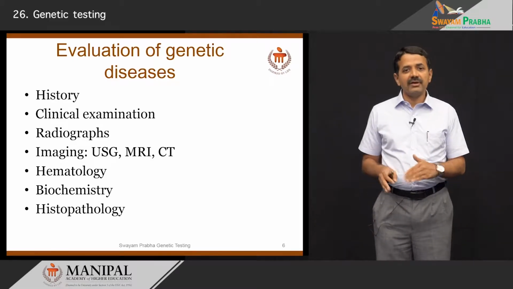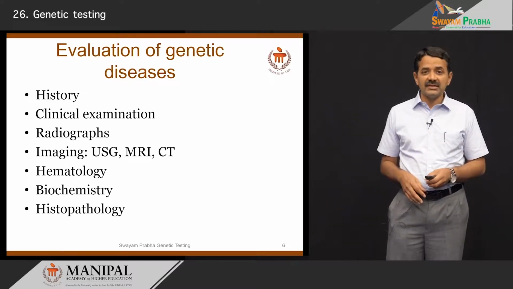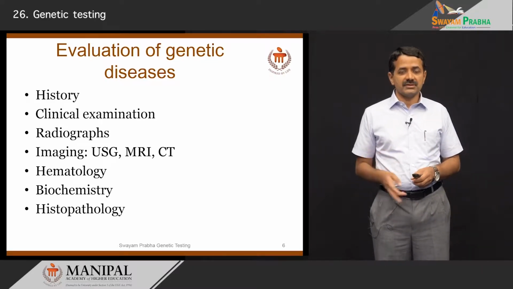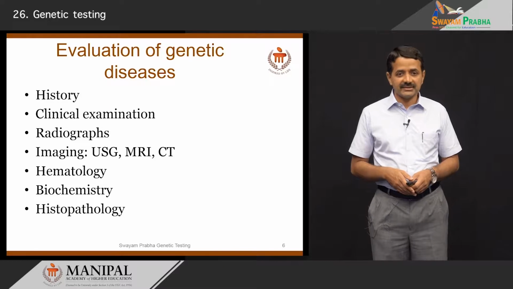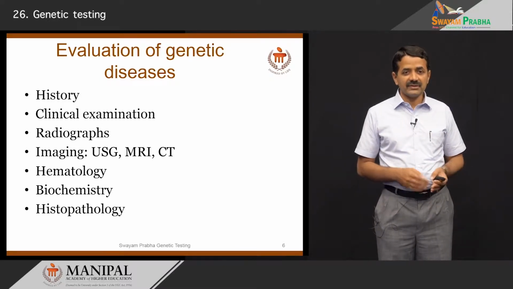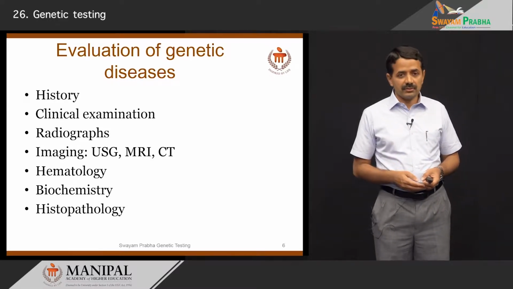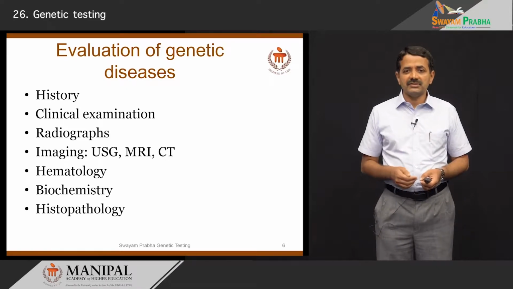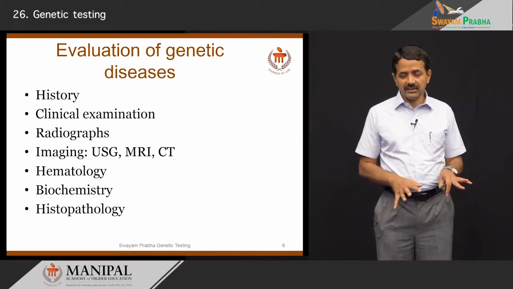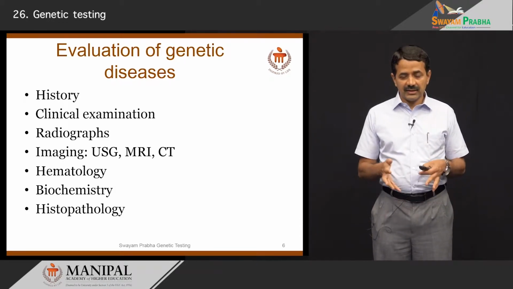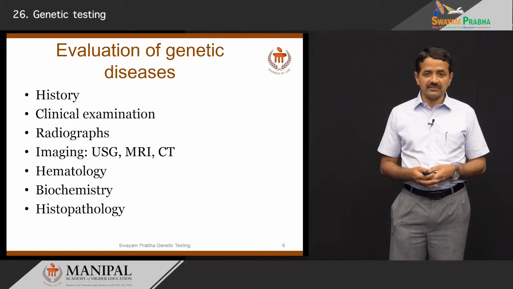Needless to say, evaluation of genetic diseases is like any other common medical condition, which includes thorough history taking, looking into the symptoms, then evaluating the family pedigree, which is very crucial for evaluation of genetic diseases, clinical examination, radiographs, imaging, which can be ultrasonography, magnetic resonance imaging or computed tomography, routine hematological investigations, biochemical investigations or histopathological investigation. These are all important. I do not want to highlight them in the current discussion, but they are often used for diagnosis of genetic disorders as well.